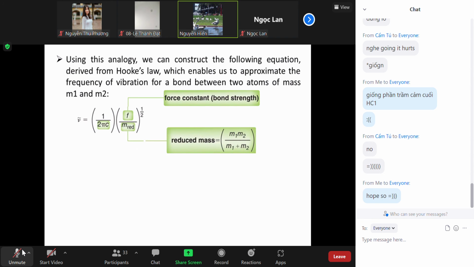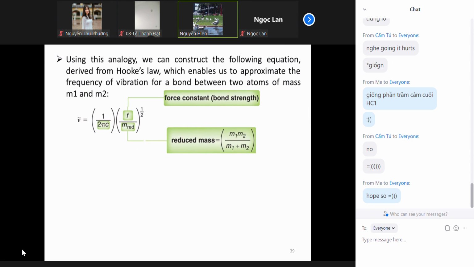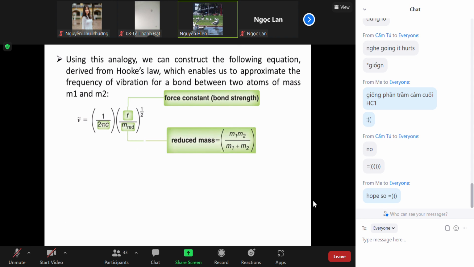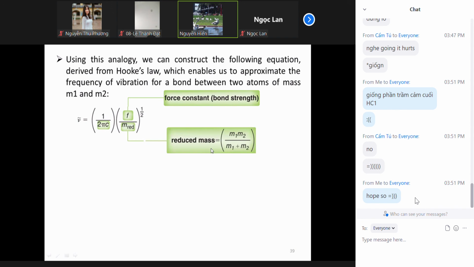And M red indicates the reduced mass. Reduced mass is calculated by this equation. If you have large M1 and M2, you would have a large reduced mass.